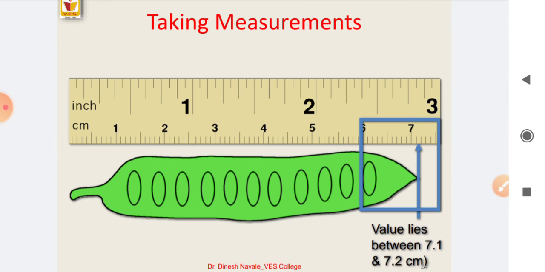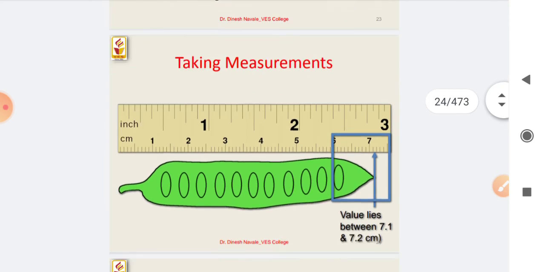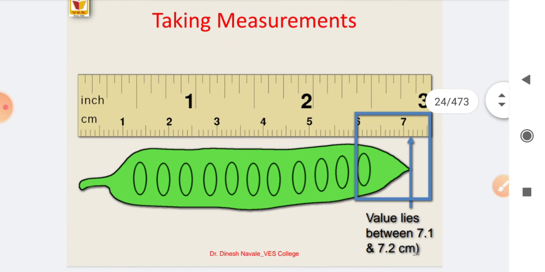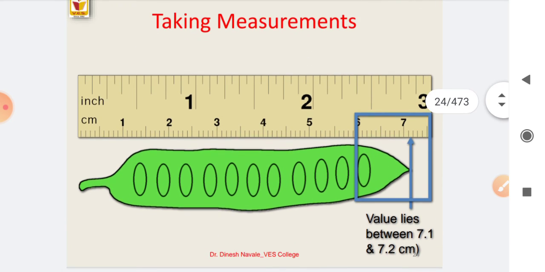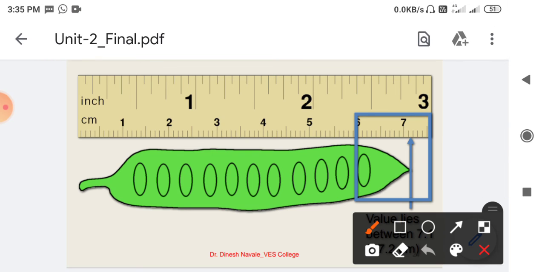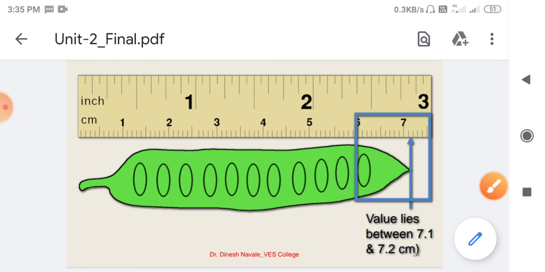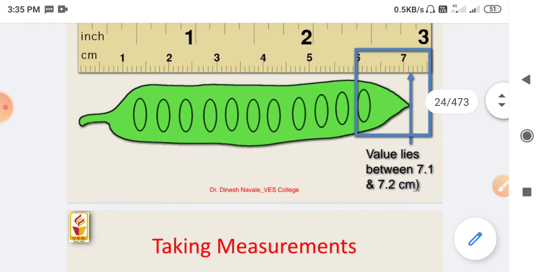Here in this example we'll see how personal error or the eyes of an observer can alter the value of a given measurement. This is one leaf, and we are measuring the length of that leaf. If you try to find out the exact length, you will see that it lies either at 7.1 or 7.2 centimeter.